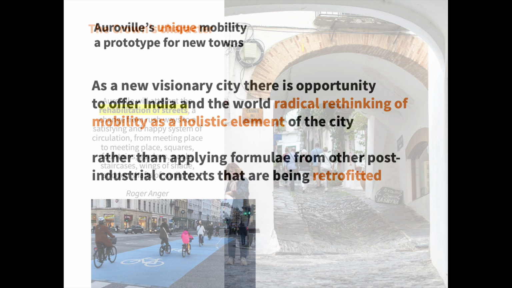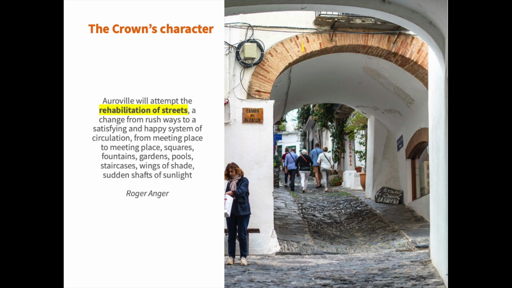Very important. And then I want to explain in Roger's words, again, the rehabilitation of the street, which he spoke about. It means claiming the street for public life. Auroville will attempt rehabilitation of streets, a change from rush ways to a satisfying and happy system of circulation, from meeting place to meeting place: squares, fountains, gardens, pools, staircases, wings of shade, sudden shafts of sunlight. All of this suddenly becomes possible as a continuous thing, not only in courtyards of buildings.